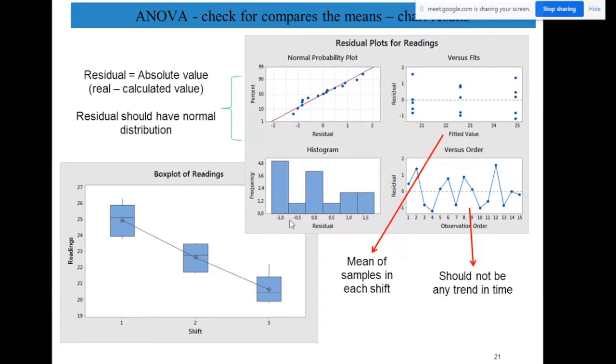This will not be an exact bell-shaped histogram because we have very few data points. In the residual versus fit plot, it should be a mirror image. When we check the observations, there should not be any trend in this data. It should be a random distribution.